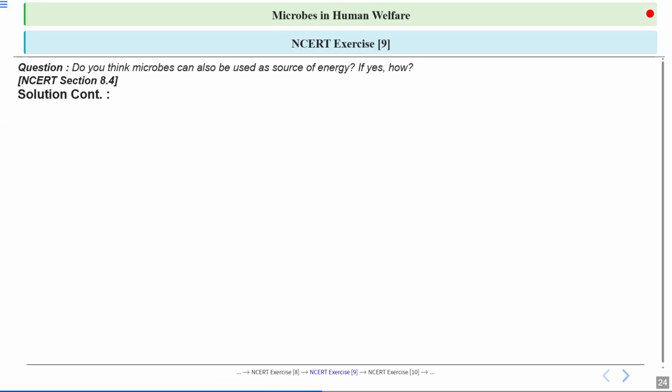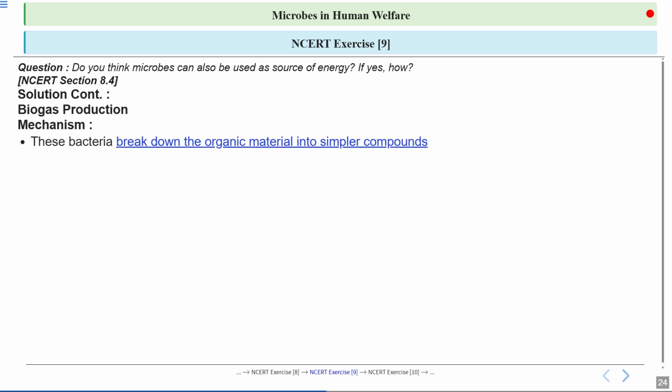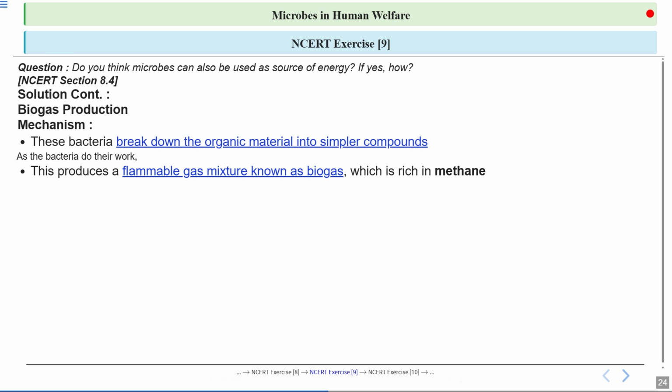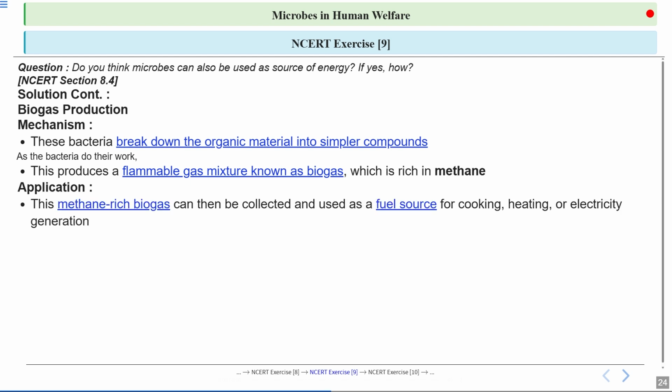Okay, let's move on. We're talking about the biogas production mechanism. What is the mechanism? These bacteria break down the organic matter into simpler compounds. As the bacteria do their work, biogas is being produced, which is rich in methane. What is the application of biogas? This methane-rich biogas can then be collected and used as a fuel source for cooking, for heating, and for electricity generation as well.